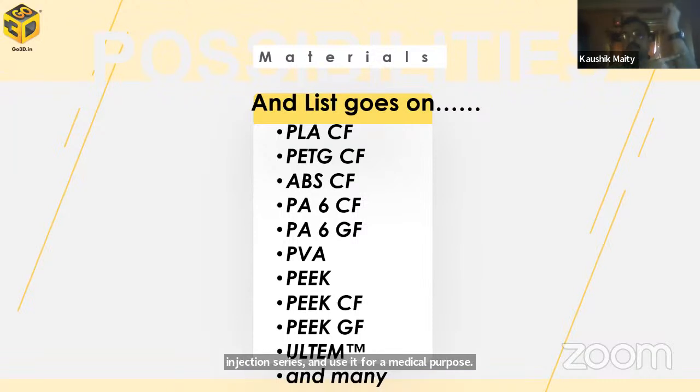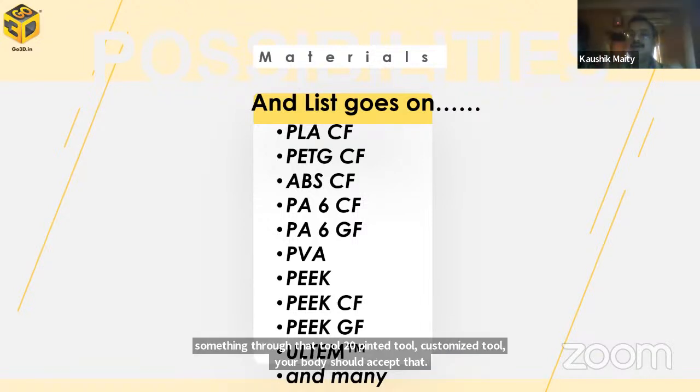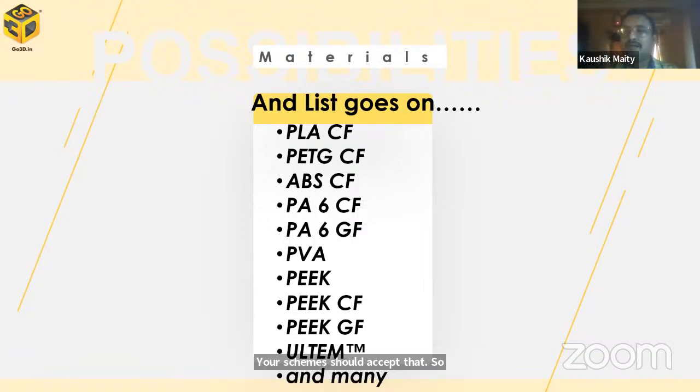If he injects something through that 3D printed, customized tool, your body should accept that. Your skin should accept that. So scientists, biomedical people, and engineering people all sit together and develop this kind of material, this kind of component, which can be used in customized medical operations or surgery. So material is a very, very important thing in additive manufacturing, and I think it's a huge subject.